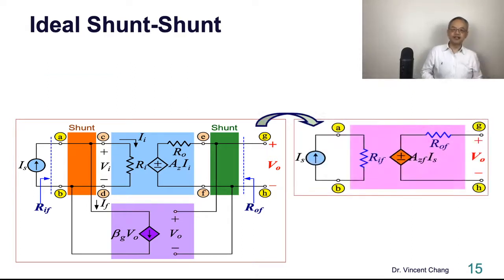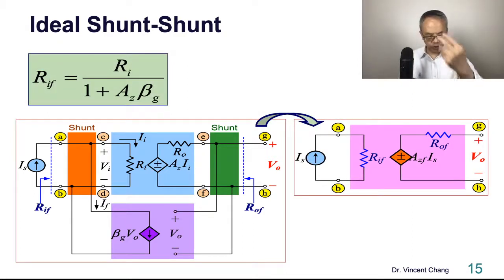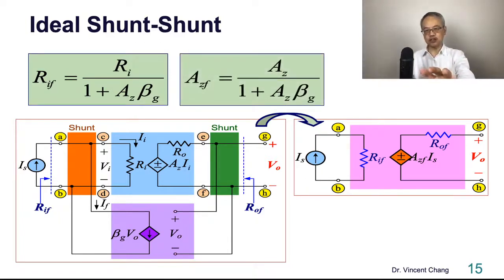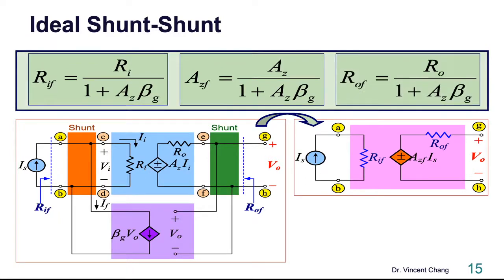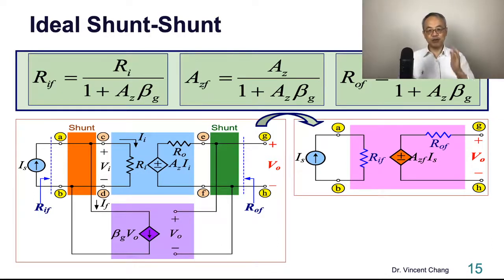Number 1, the closed loop input resistance should be reduced because it's the shunt mixing, and then unchanged for the trans resistance relationship, and then the output resistance should go down as well. Ideal shunt feedback. So pretty easy, right?